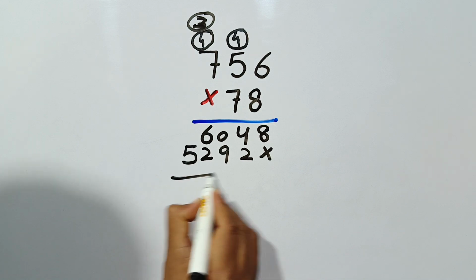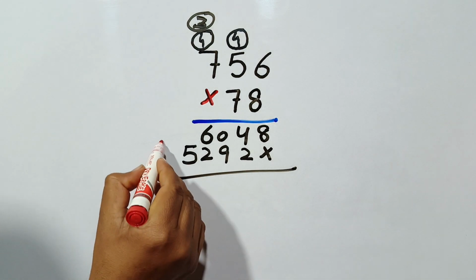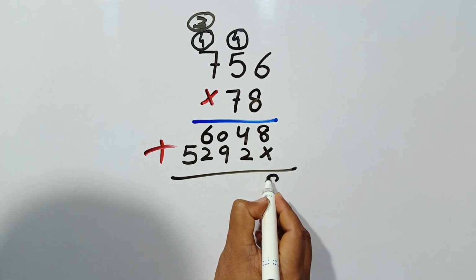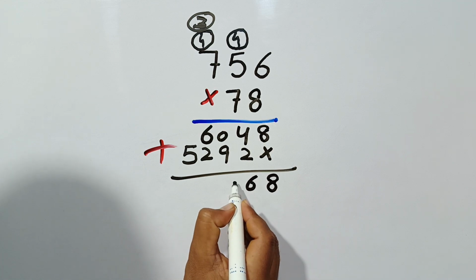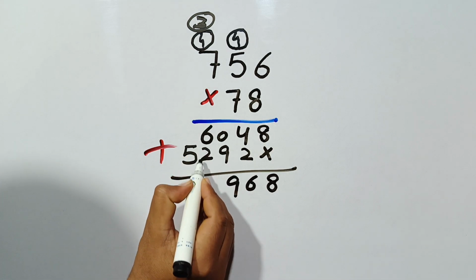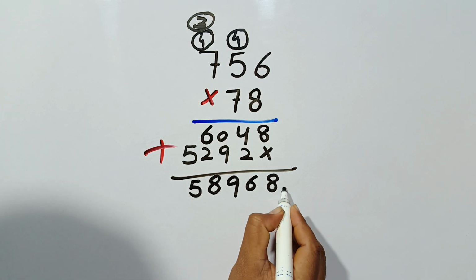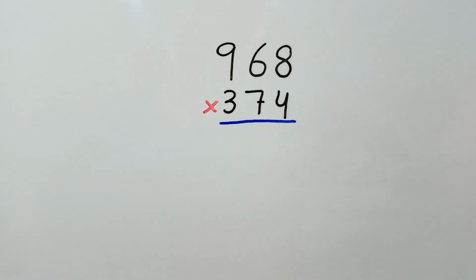Now, addition of all these digits. First, we are adding all these numbers: 8 and 6. 4 plus 2 is 6. Now, 9 and 6 plus 2, 8 and 5. Our right answer. Now, we are going to know the next digit number multiplication.